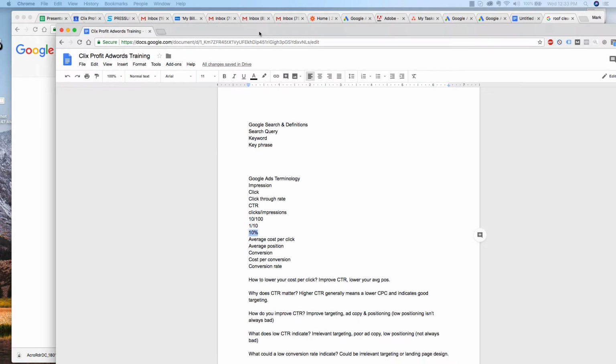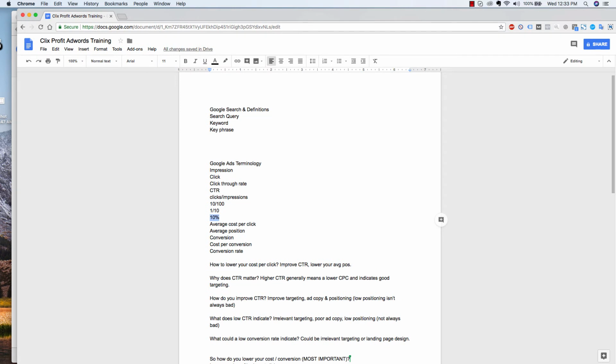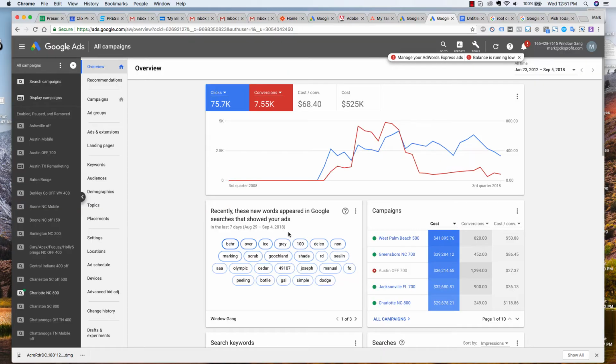So that's a very important concept to grasp, because if you build your account correctly, you can have a high click-through rate and pay less money for your clicks. Now that you have a decent understanding of impressions, what clicks are, and what click-through rate is, let's actually check out an actual Google ad interface.